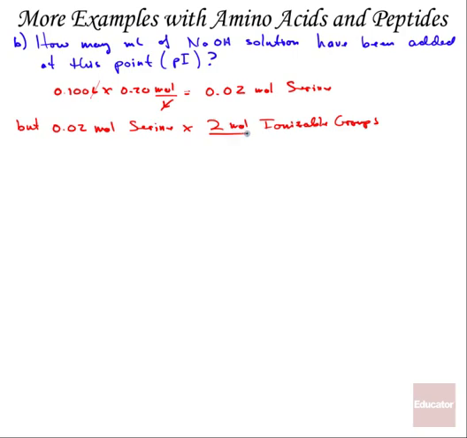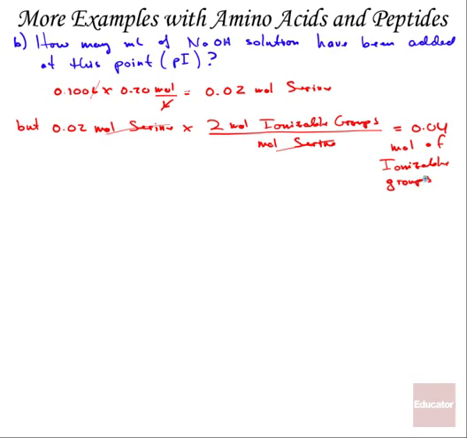2 moles of ionizable groups, right? You have the carboxyl and you have the amino. So with every amino acid, there's a minimum of 2 ionizable groups per mole of serine, which means that we have 0.04 mole of serine times 2, so 0.04 moles of ionizable groups.